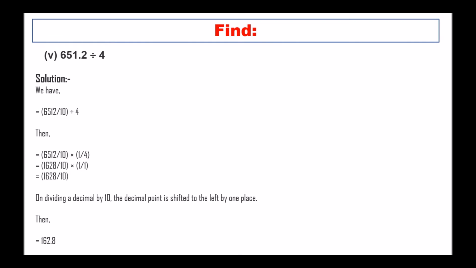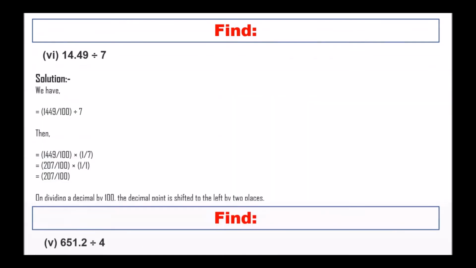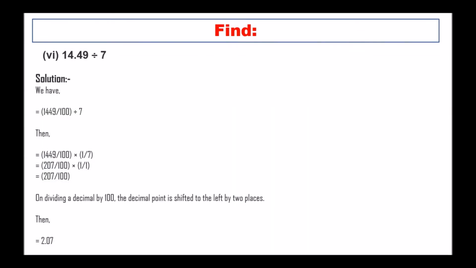Next, 651.2 divided by 4. We will remove the decimal first. So it will become 6512 upon 10 divided by 4. 6512 upon 10 into 1 upon 4. Now we will cut 4 and 6512. So while cutting the number, it will become 1628 upon 10. And while putting the decimal again, the answer will become 162.8.